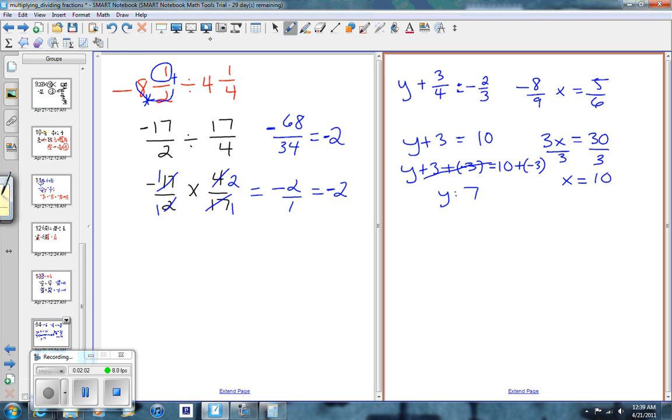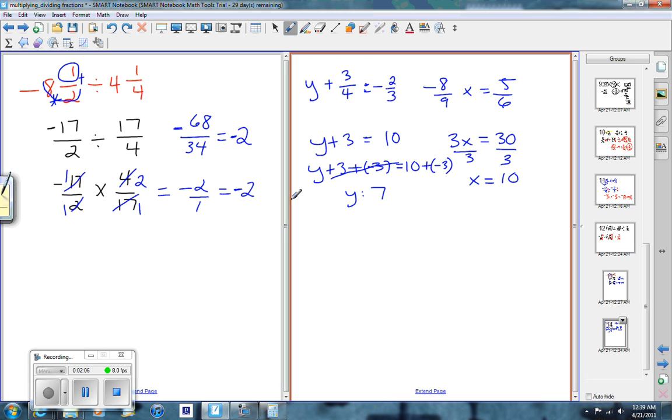Let me see if I can split this page and maybe hide this here for some extra room. Oops, nope, it's over here now. Oh, it's playing games. Okay.